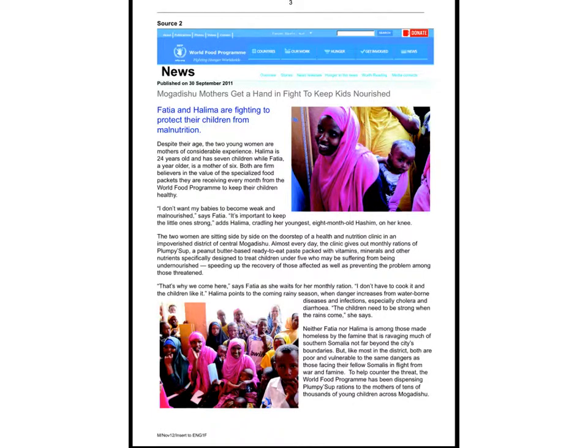Okay, so the first thing you want to do is look at the text and highlight and annotate the text. Don't be afraid to draw all over your paper. It's your paper, you can draw on it, and it will help you to write up your answer and link your ideas together. So straight away I'm having a look at the headline. It says, Mogadishu mothers get a hand in fight to keep the kids nourished. So that's suggesting that they're getting some kind of funding or something to help them to feed their children. This part here suggests they're trying to protect their children from becoming malnourished, so that's important to highlight.